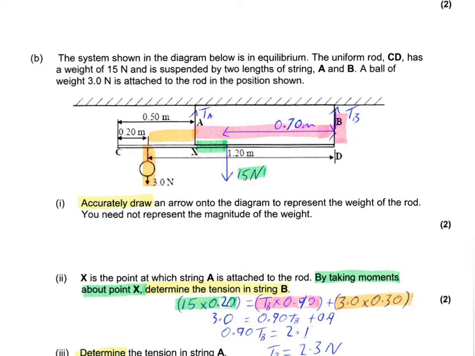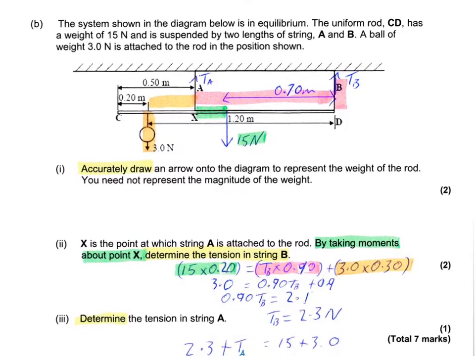First of all, we're asked to accurately draw onto the diagram an arrow to represent the weight of the rod. It should start at the centre of mass of the rod. It should go straight down, and I think it's worth labelling up the size of that, 15 newtons. That is, with the whole rod being 1.4 metres long, that is 0.7 metres away from the two ends.